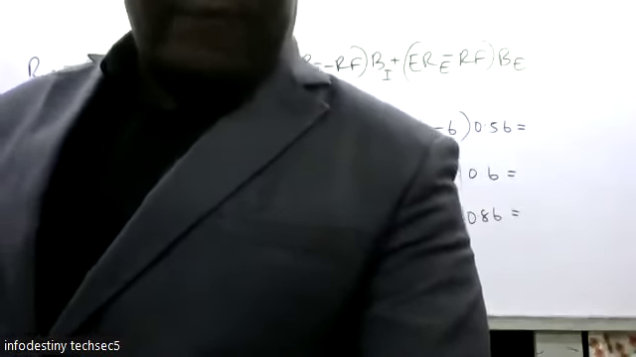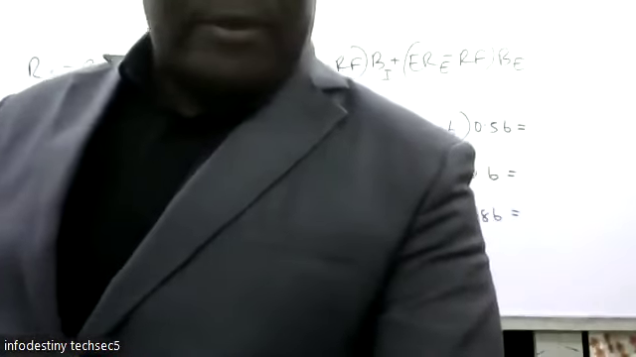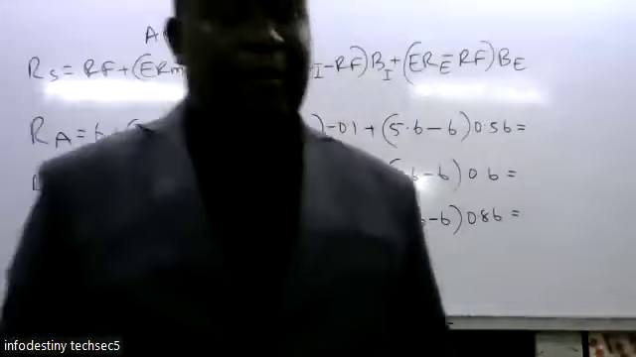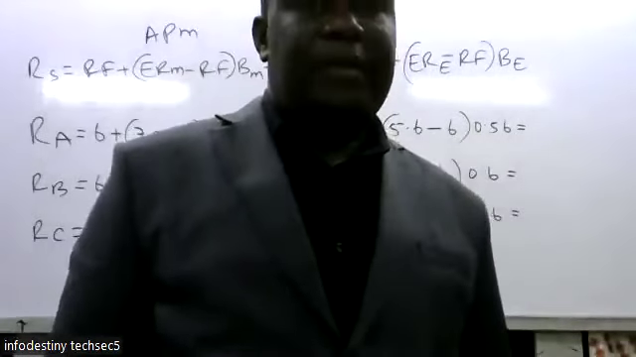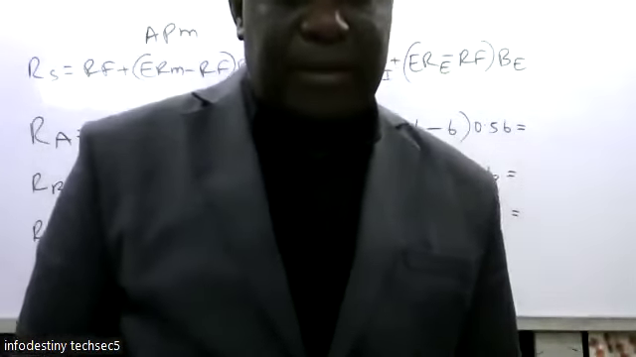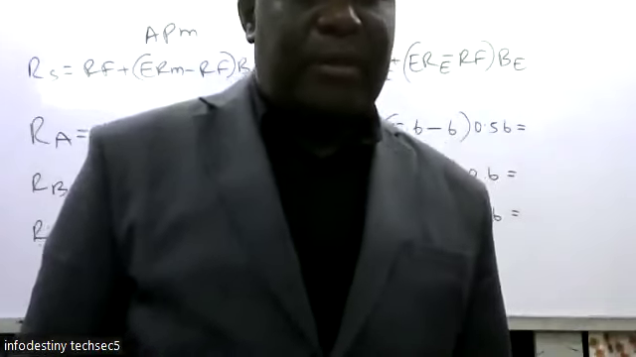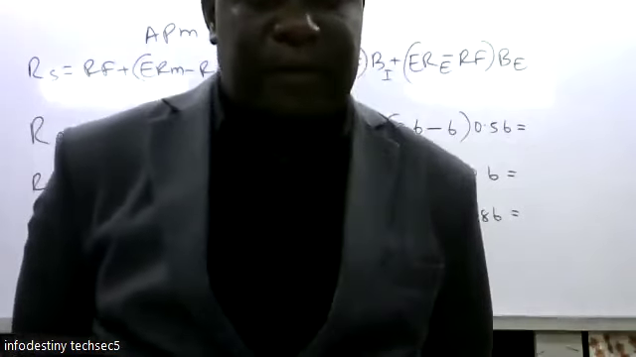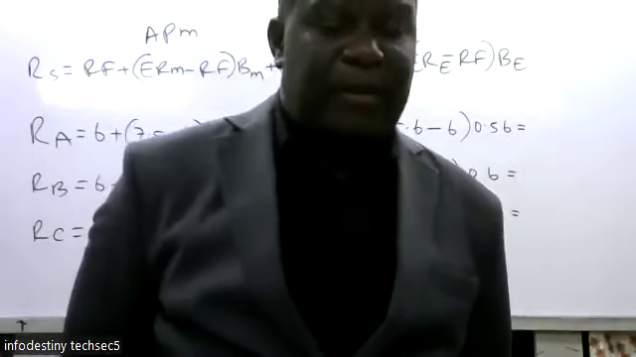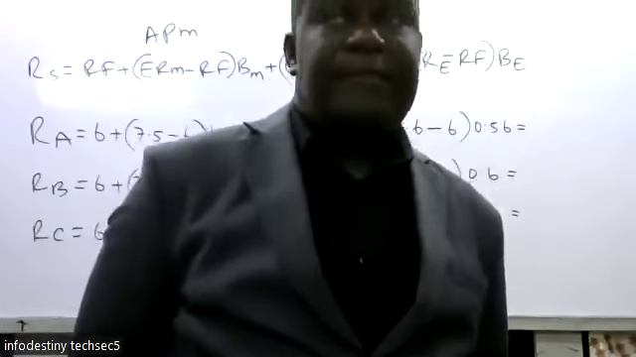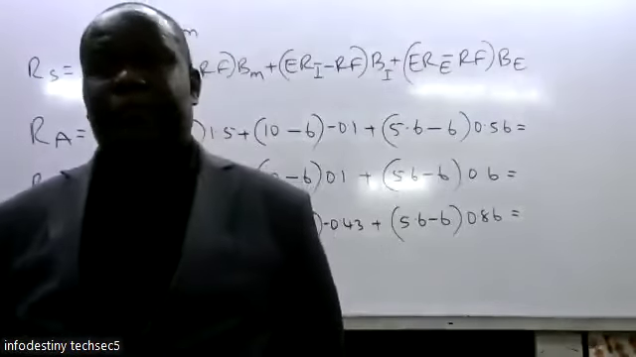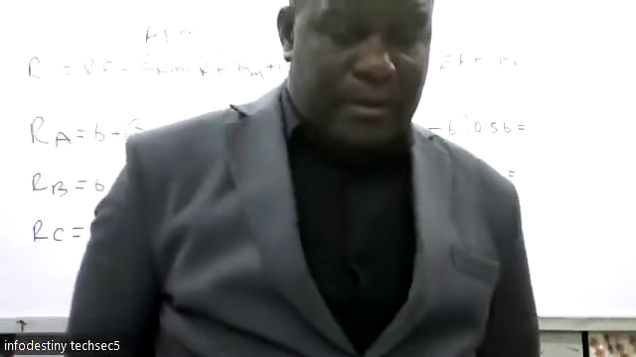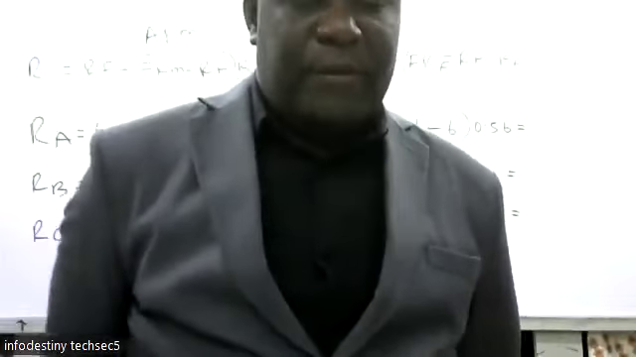Then number 4 on the side of CAPM is that it uses indifference curves in determining the utility of the investor.